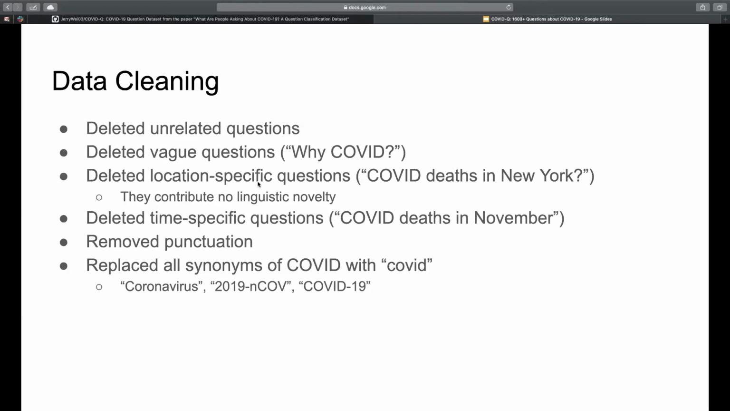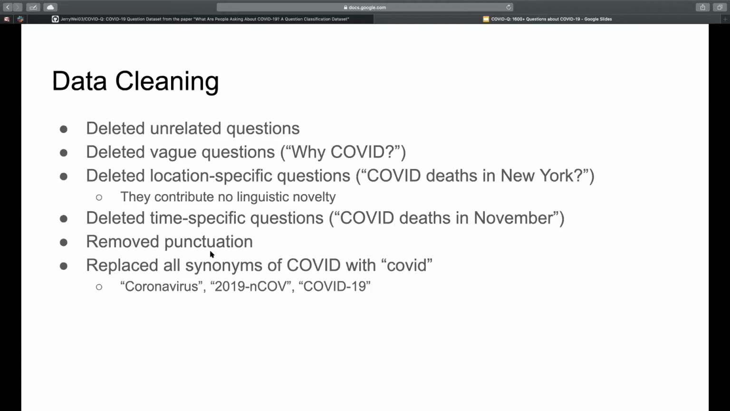And we also delete location-specific questions, such as COVID deaths in New York, because they don't contribute any linguistic novelty. So for example, in this COVID deaths in New York, you could replace New York with COVID deaths in California, COVID deaths in Florida, and so on. But all of these would have essentially the same meaning. For the same reason, we delete time-specific questions. So for example, here, COVID deaths in November could be replaced with COVID deaths in December, COVID deaths in January, and so on. And again, these would all essentially have the same meaning.